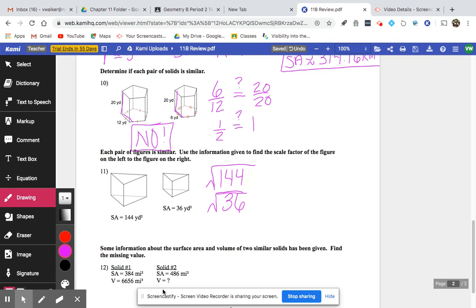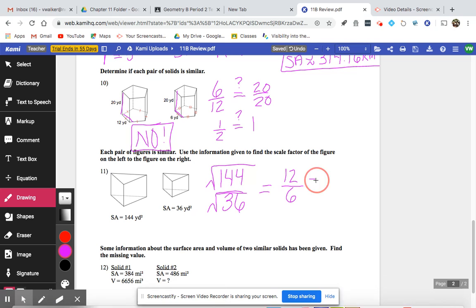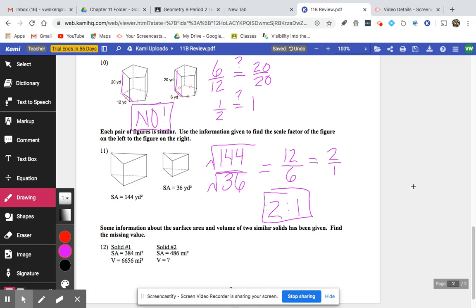So that means I need to take the square root of each side because it's area, not volume. If it were volume, it'd be a lot nastier. We'd need to take the cube root, but we're not doing that. We're just taking the square root. Luckily, these are perfect squares. Square root of 144 is 12. Square root of 36 is 6. Can we reduce this? Yes, we sure can. It's 2 over 1. So that means my scale factor is 2 to 1. Awesome.